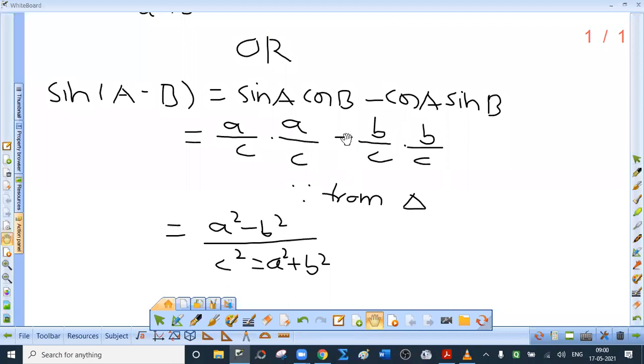But I will suggest better you use the cosine rule. If I were the paper checker, I would have given full marks for this. But still, don't take a risk. Use the cosine rule only. But this method is absolutely right.